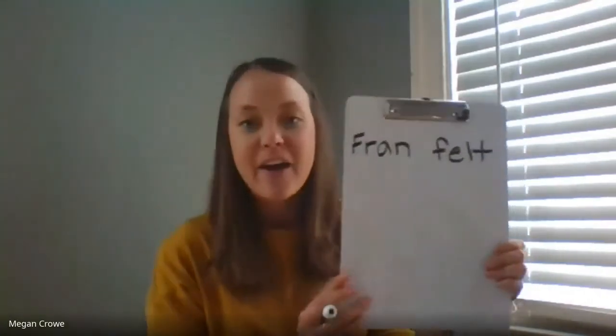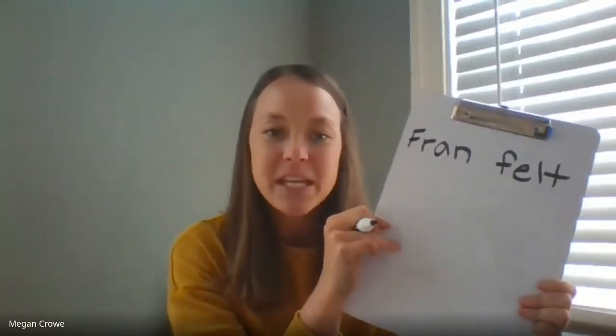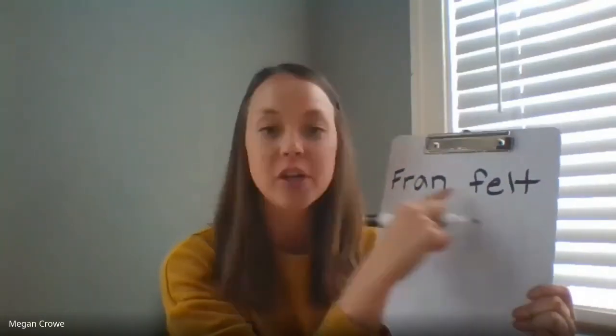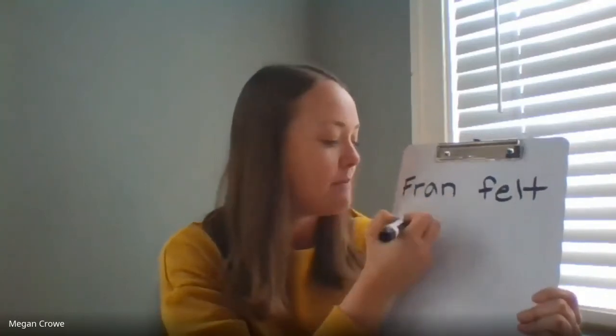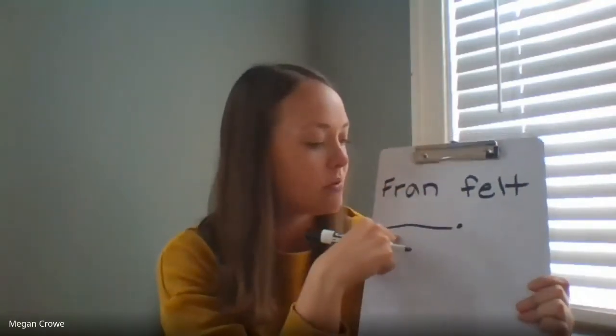Okay, another activity that I want to show you was writing about how Fran felt when she couldn't flip. So Miss Crow was thinking that Fran felt sad because it looked like she could have been crying because she was sniffling. So I'm going to have Fran felt, you're going to trace it, or you can write it, Fran felt, and Miss Crow thinks that Fran felt sad. So I'm going to write the word sad.